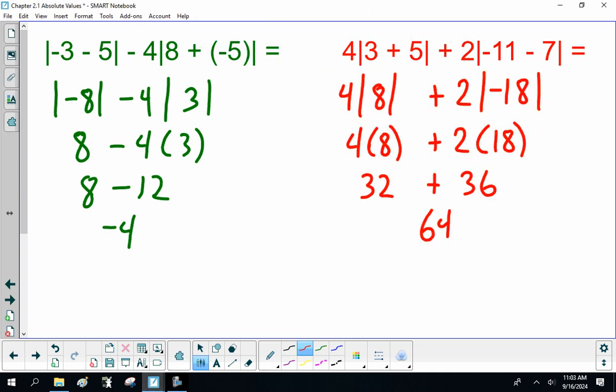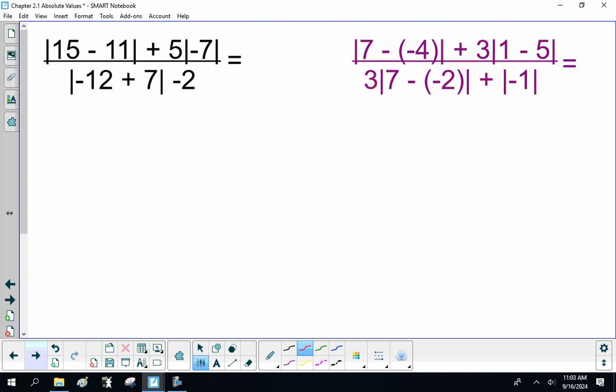Welcome back. So when I did this, I went, my absolute values begin and end. So that's 4 times the absolute value of 3 plus 5, or 4 times 8. Anyway, the minus 11 minus 7, that's minus 18. 2 times the absolute value of minus 18 is 2 times 18, or 36. And I got a total of 68, not 64. My apologies, ladies and gentlemen. Anyway, yes, I can hear some of you screaming at me.